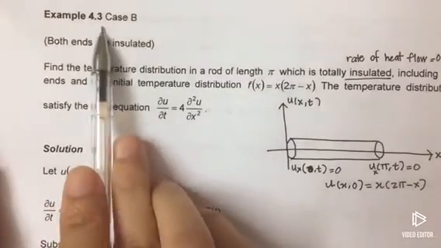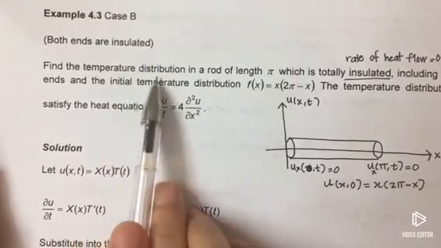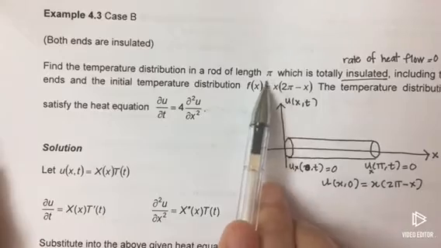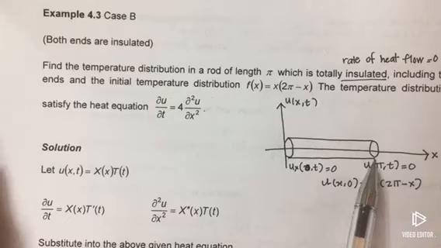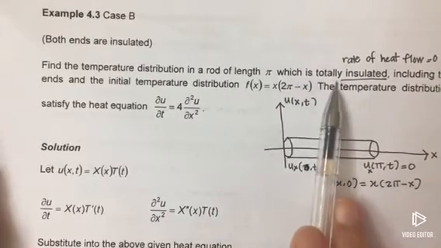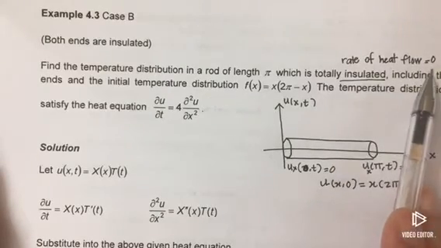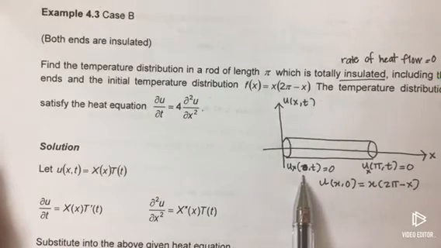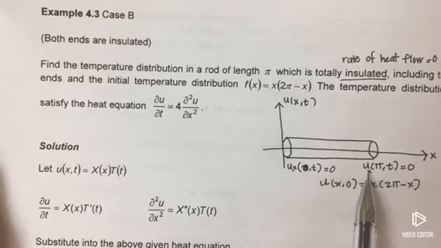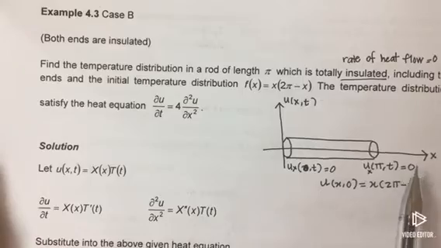Example 4.3, case B. Both ends are insulated. Find the temperature distribution in a rod of length pi. That means here x equal to 0, end of rod equal to pi, which is totally insulated, or rate of heat flow equal to 0. So Ux, del U del x at x equal to 0 equal to 0. Heat at x equal to pi, or del U del x at pi equal to 0.